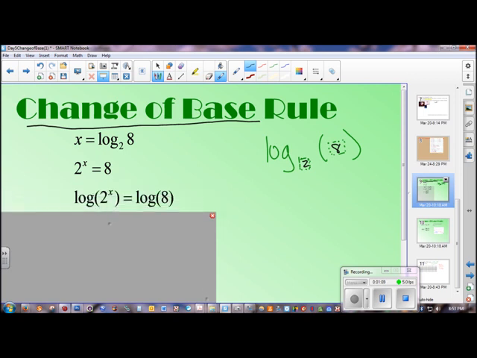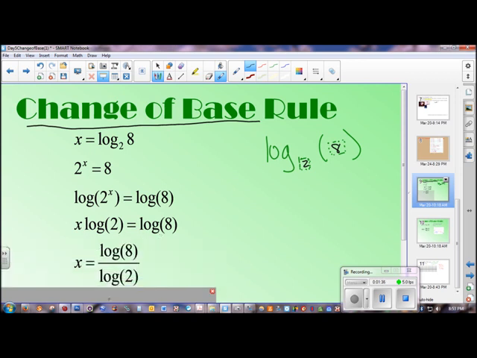But instead of solving it, let's just take the log of both sides, as we did in our application problems yesterday. After we take the log of both sides, we'll swoosh this exponent down to be a coefficient in front. So now it's x log of 2 equals log of 8. The last thing we're going to do is divide both sides by log of 2. After I do that, I end up with x equals the log of 8 over the log of 2.